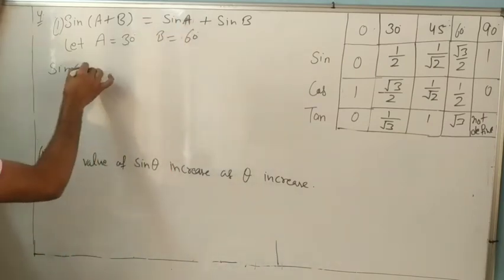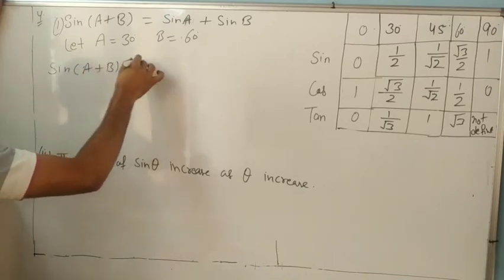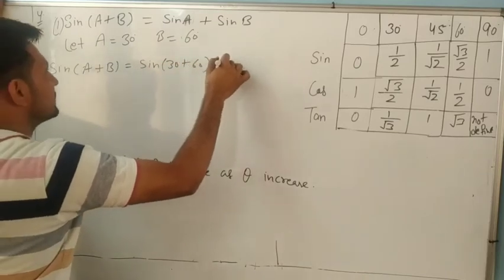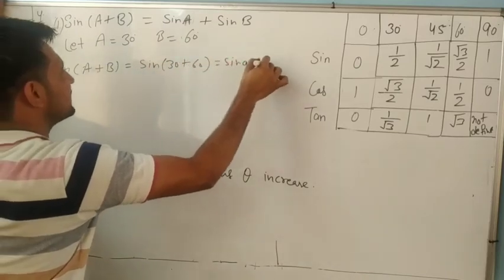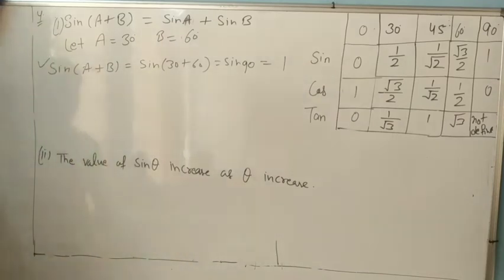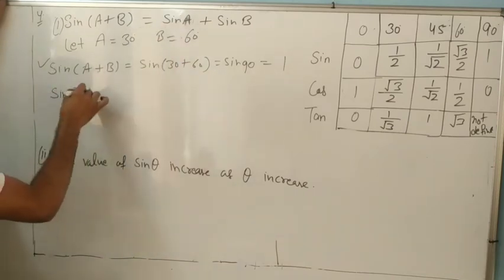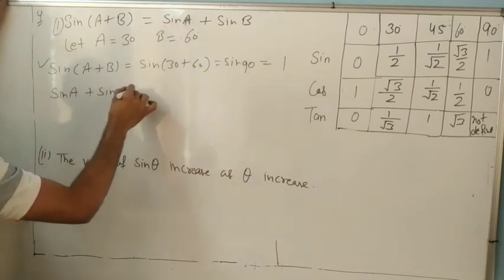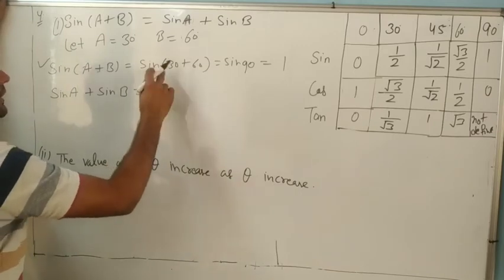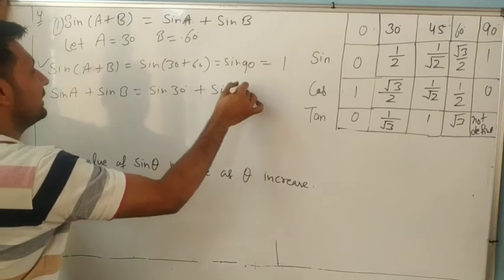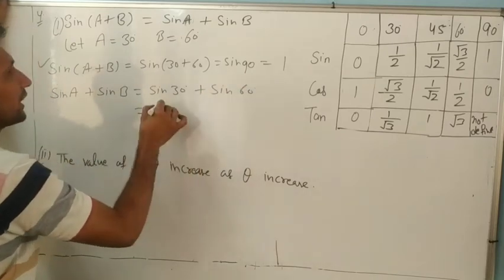A is 30, B is 60. Sin(A plus B) is sin(30 plus 60), sin 90. How much does it become? So sin(A plus B) is 1. Now sin A plus sin B, dear. A is 30, so sin 30 plus sin 60. Sin 30 is 1 upon 2.